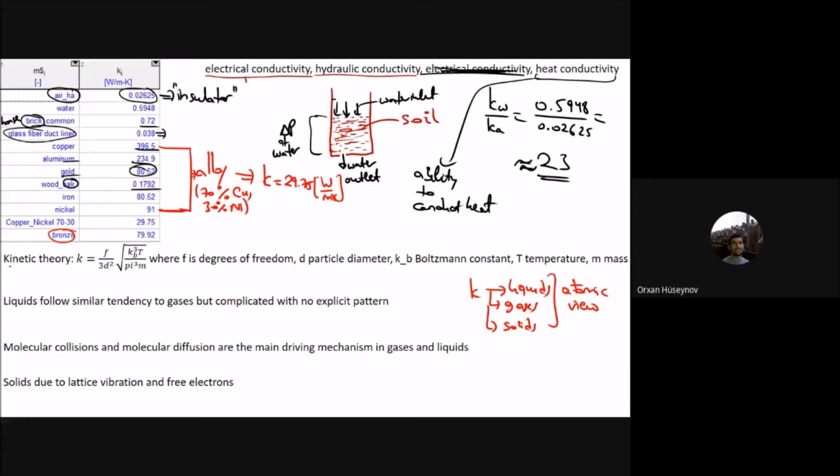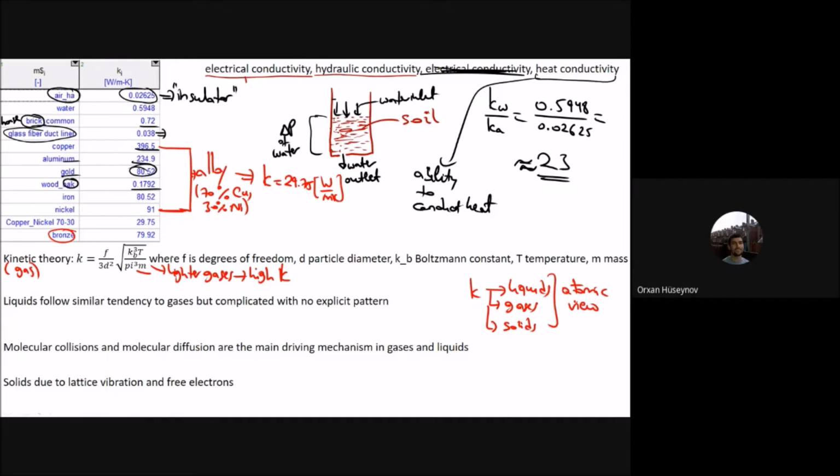For the kinetic theory, this one approximates the conductivity of the gases, K, as the F divided by the 3 diameter squared, and the Kb, the Boltzmann constant, to the power of 3, and temperature, and the pi to the power of 3, and the mass. So you can see that here the conductivity of the gases is proportional to temperature, but inversely proportional to mass. So the lighter materials have higher conductivity. This one is the first result from this one. Lighter gases will have high conductivity.